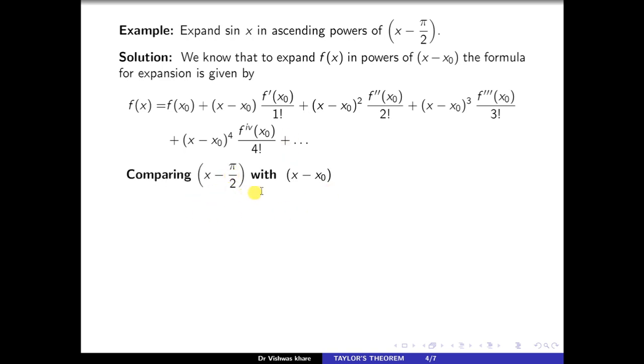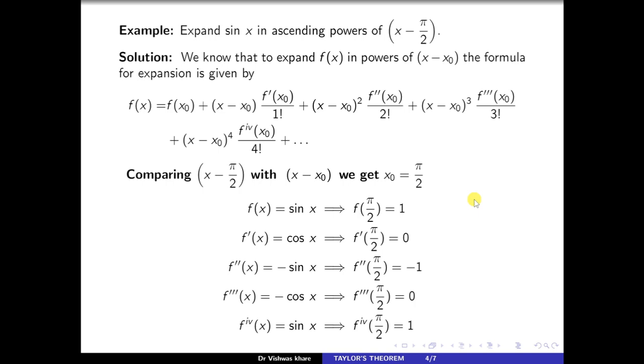Comparing x minus pi by 2 with x minus x₀, we get x₀ is equal to pi by 2. Now f(x) is equal to sin x. Because we have to evaluate these values f(x₀), f'(x₀), f''(x₀), f'''(x₀), f⁴(x₀), and so on, and x₀ is pi by 2.